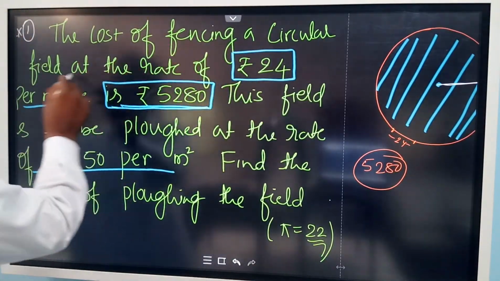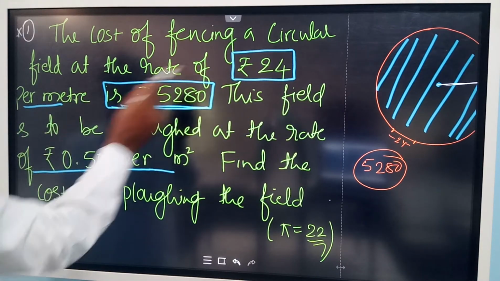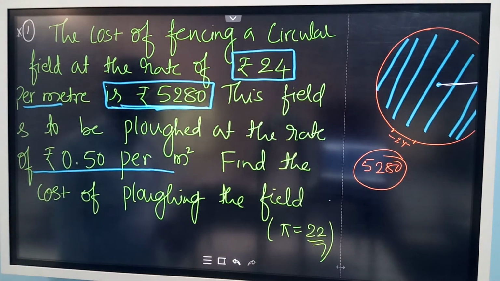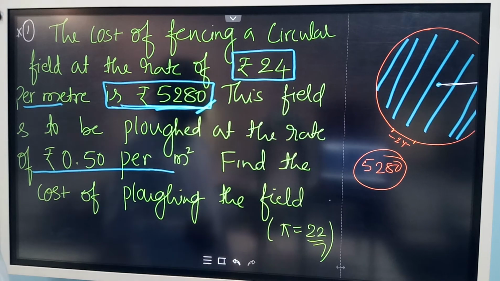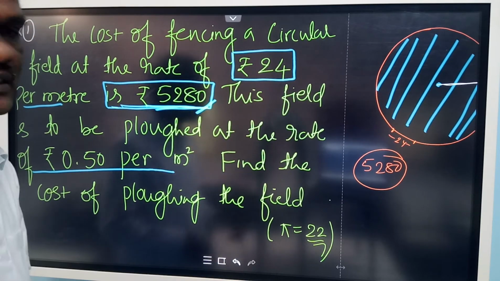The cost of fencing the circular field is given. The rate is given as 24 rupees per meter, and the total cost is 5280. From this you can find out the circumference. From the circumference you can find out the radius. From the radius you can then find out the area of the circle.